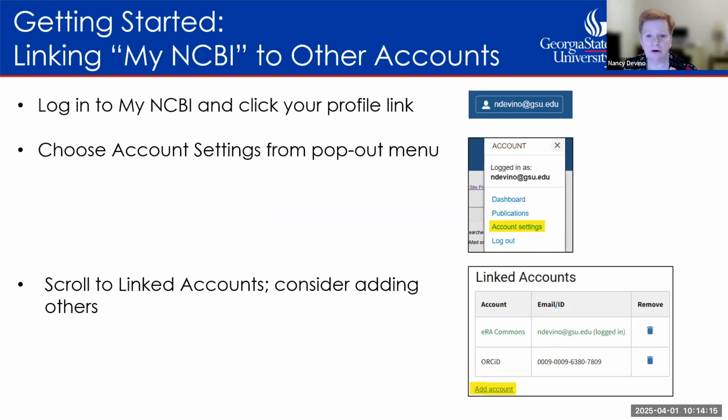Once you've created your MyNCBI account, you're going to need to link it to the other accounts that are going to be used to provide the data. So at the very top corner of your MyNCBI screen, you're going to see a profile link with whichever email you've used to set up that particular account. Log into your account and click the profile link. Once you've opened the profile, you will choose the account settings, and this is where you go to link your account to your eRA Commons or your ORCID ID.